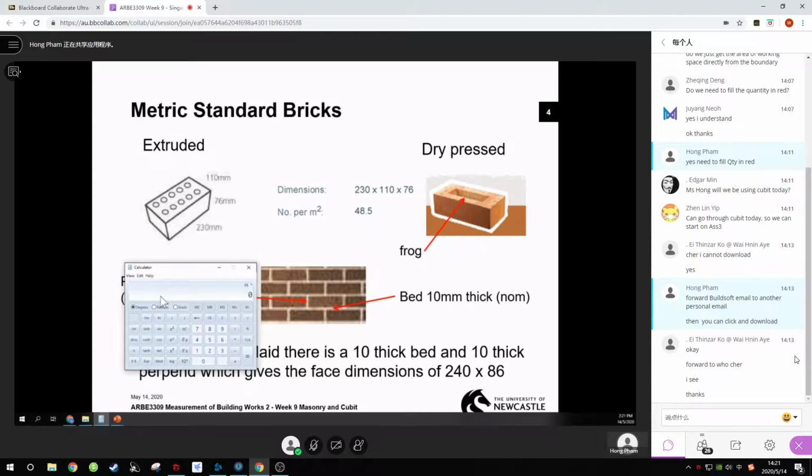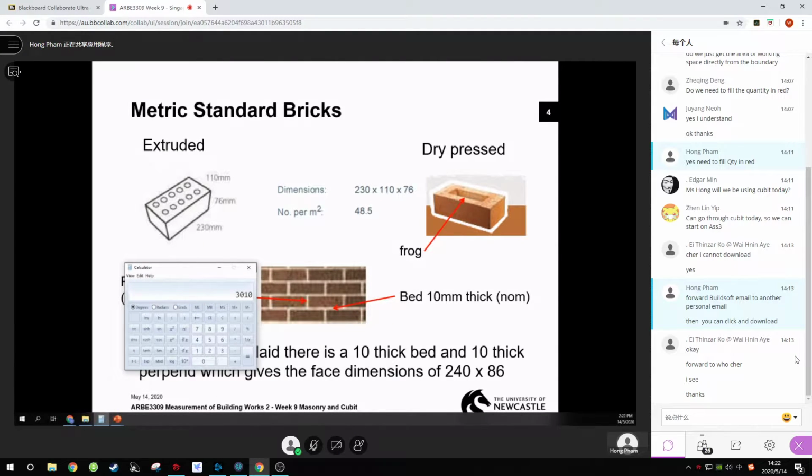Sorry, 35 courses times 86. Okay, a little bit more, 10. So you've got a spare 10. So some of the courses have to go with 9 mm beds instead of 10 mm beds. You squeeze the mortar a little bit so you can squeeze in 35 courses. Okay, times 86, 3010. So this is how you got it.